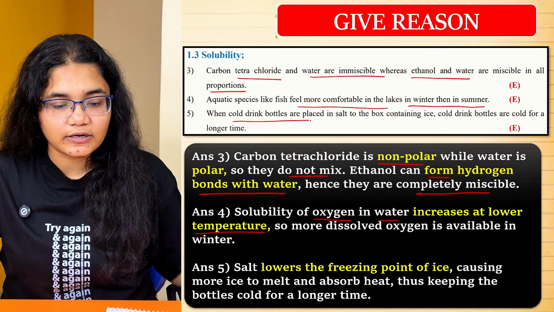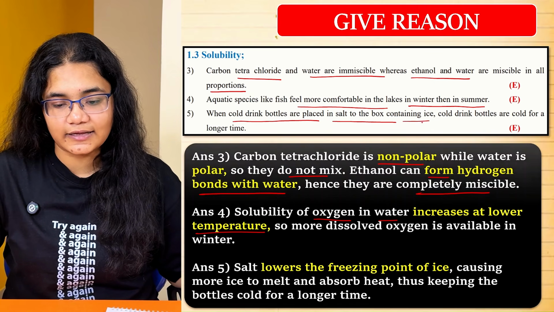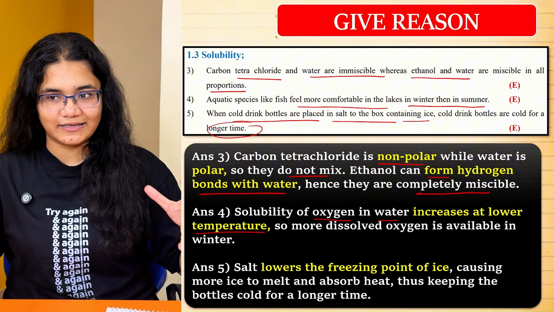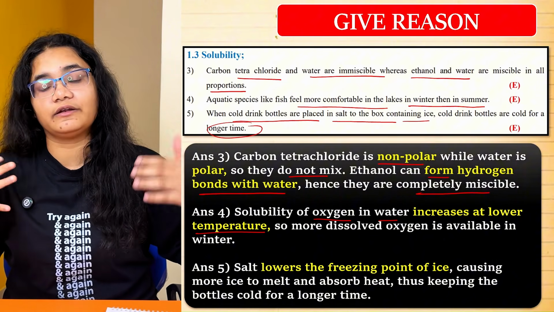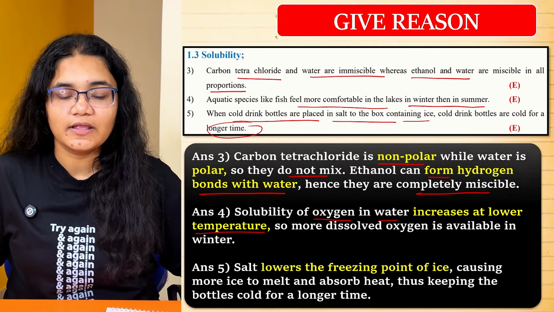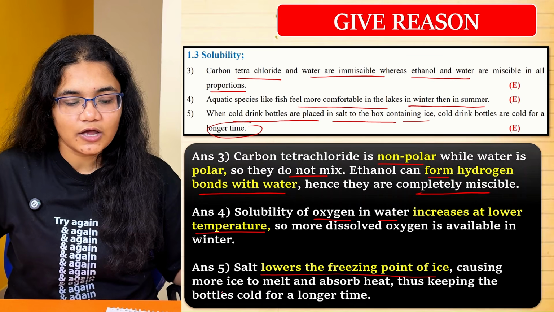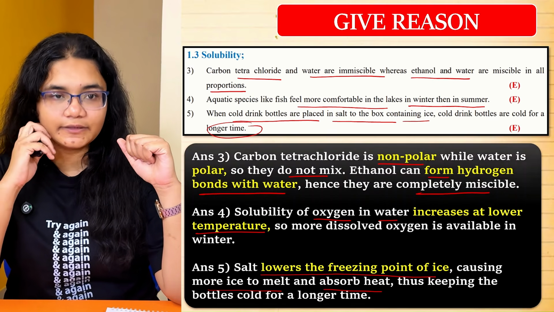Next, when cold drink bottles are placed in a box containing ice and salt, the cold drink bottles stay cold for a longer time. If you have a box of ice and you have added some salt, then the cold drink bottle will remain cold for a longer period of time. So what is the reason for that? See, when you add salt, it lowers the freezing point of the ice, causing more ice to melt and absorb the heat.